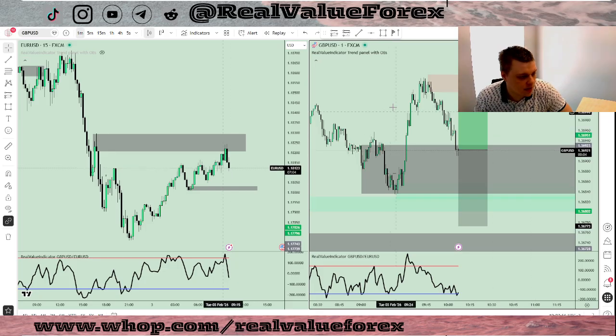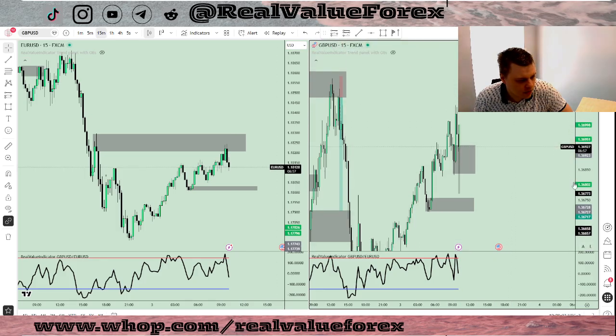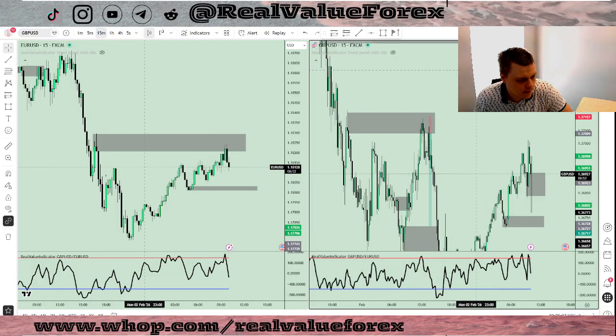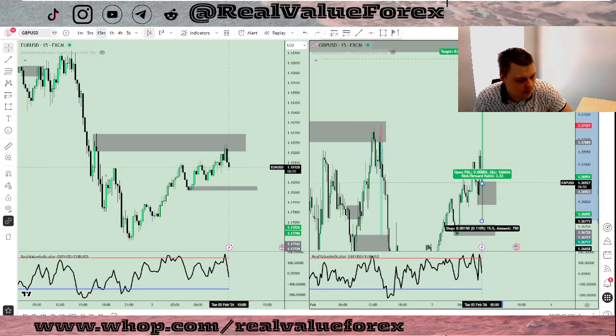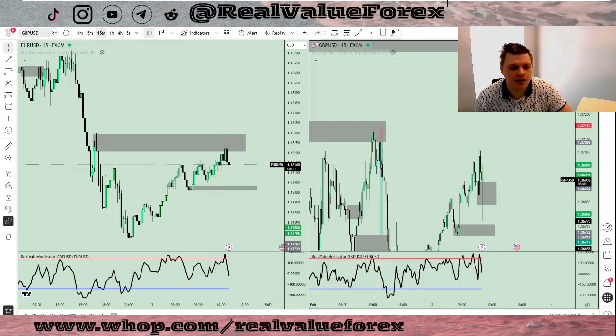Let me adjust my take profit 2 as well. On the 15 minute, let me remove this one right now. Where should our take profit 2 be? In here, okay, that's 50 pips, but you know what, I am going for it. That level in here will be my take profit 2. Yep, 52 pips is my take profit 2.